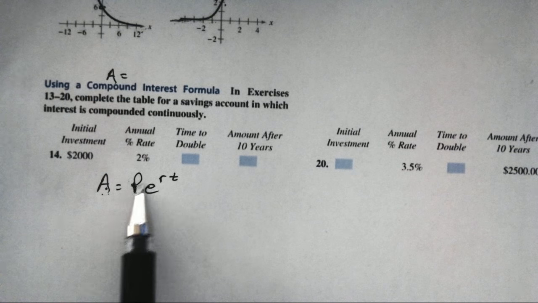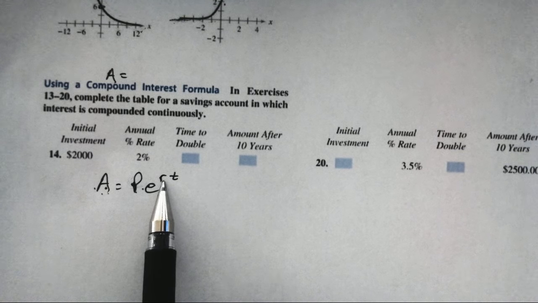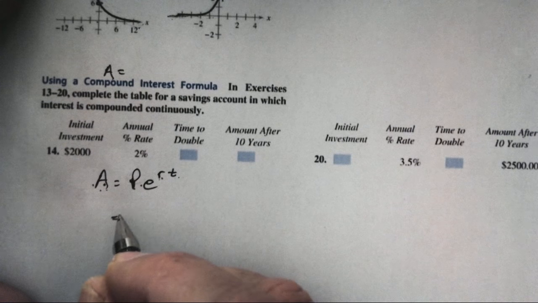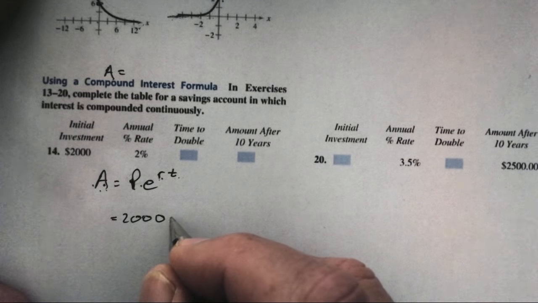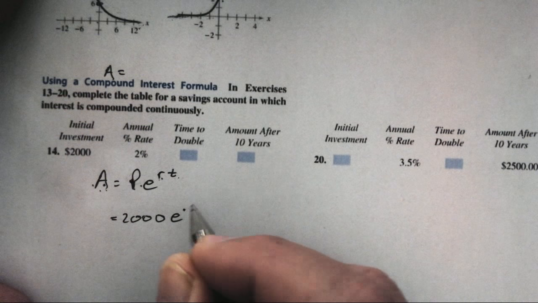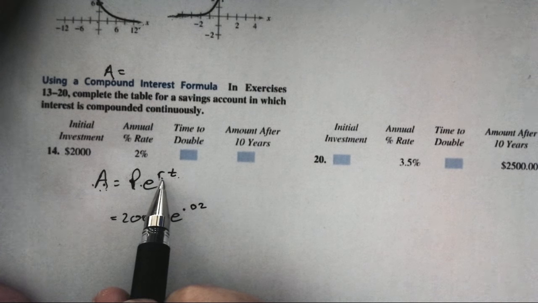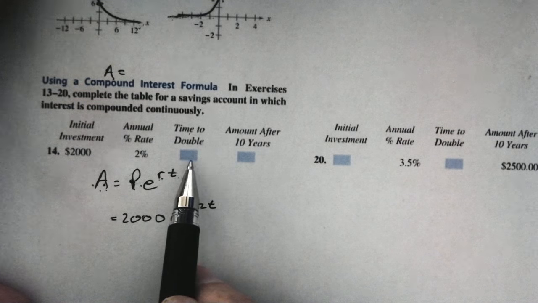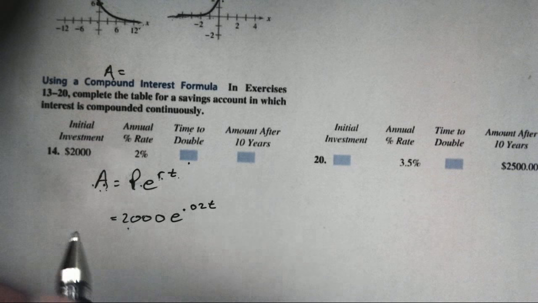But this is always what we start with. This is what we end with. And this rate and time are going to be given, or maybe we're going to search to find those. Anyway, we have an initial investment of $2,000, an annual rate of 2%. So right now I can go e to the 0.02. That's our rate. We're going to be looking for the time, so I'm going to put in t here for it to double.